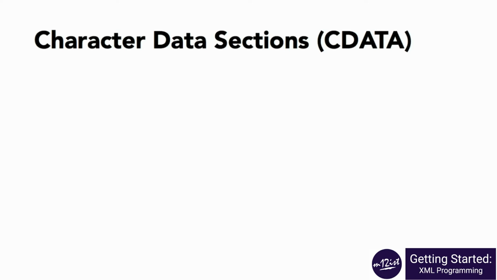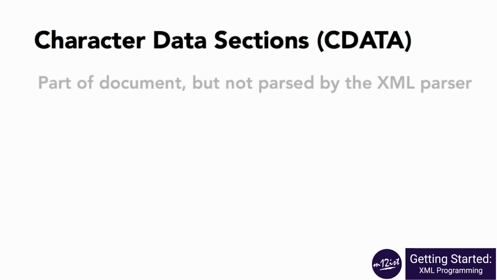Character data sections are specified using CDATA. They're part of the document, but the contents of CDATA sections are not parsed by the XML parser, and this is important. When the parser comes across a CDATA section, it simply skips the content. It doesn't try to figure out what kinds of entities might be in there or other kinds of special XML content. It just skips over the entire section.